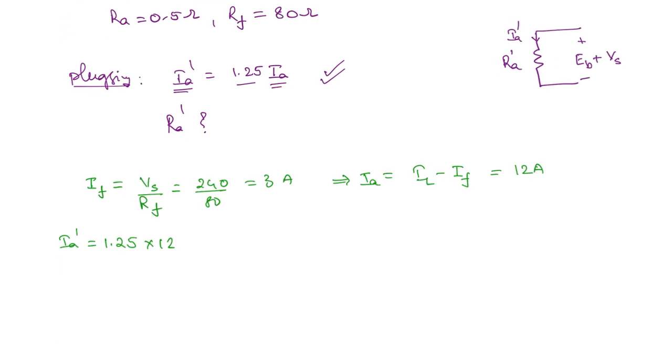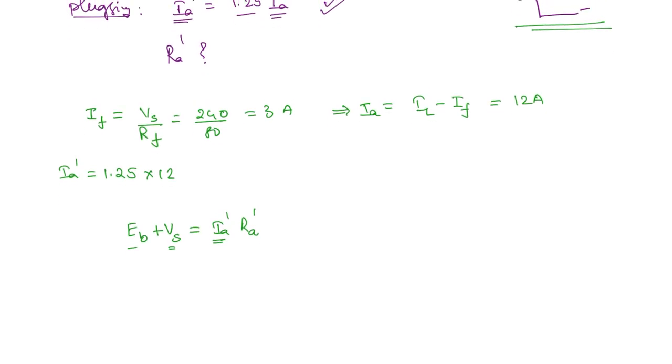Now from here we will see how to get RA dash. From this circuit we have EB plus Vs is equal to IA dash into RA dash. So we just found out IA dash, Vs is anyways known, 240 volt, EB is not known. Now EB is dependent on the flux and speed, right? During the time that the plugging is starting, the speed will be the same, same as the rated case. And the flux is also the same. So that means the back EMF is the same as the rated back EMF.